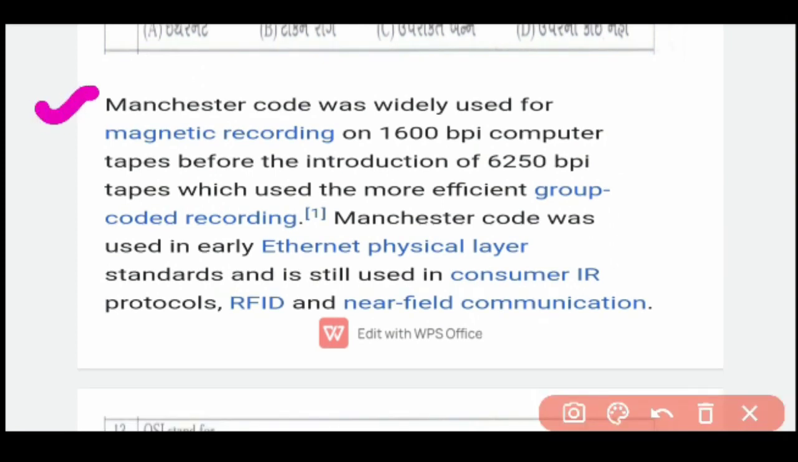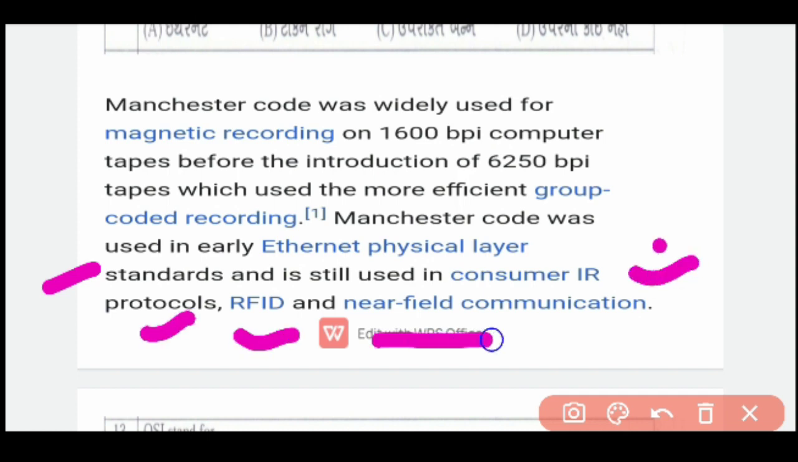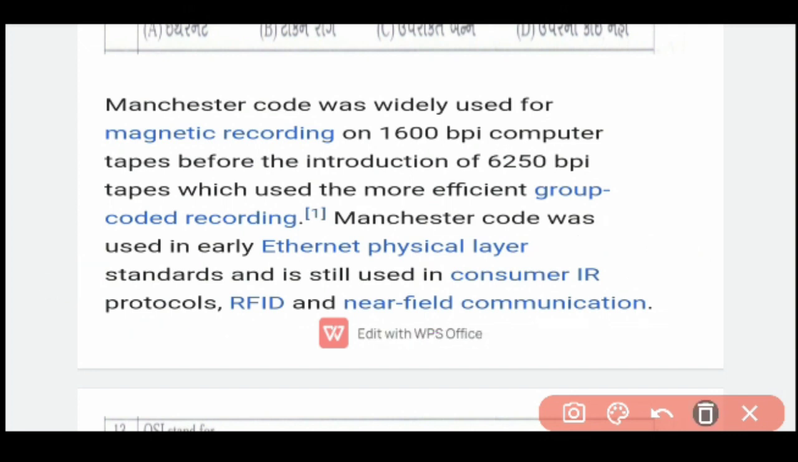Manchester code was widely used for magnetic recording on 1600 bpi computer tapes before the introduction of 6250 bpi tapes, which used the more efficient group-coded recording. Manchester code was used in the early Ethernet physical layer standard and is still used in consumer IR protocol, RFID and near-field communication. Then the answer is Ethernet physical layer.